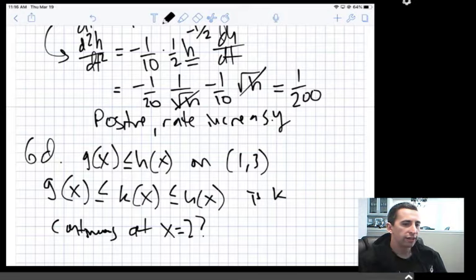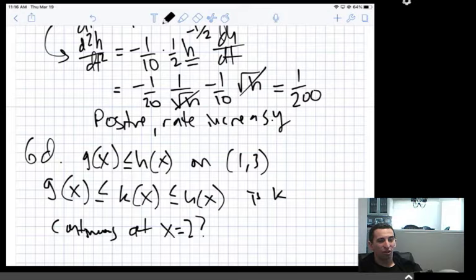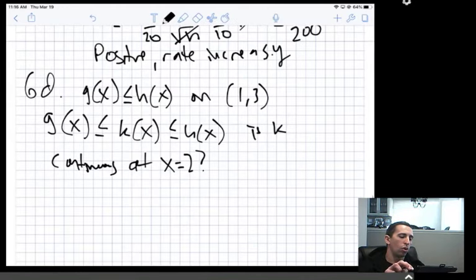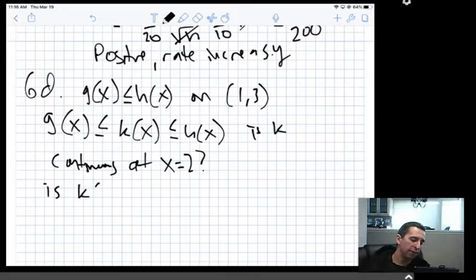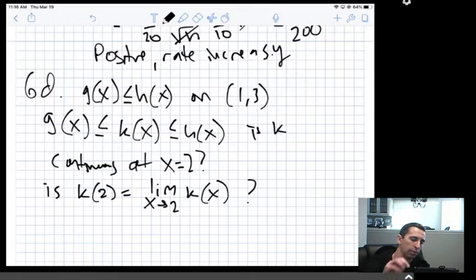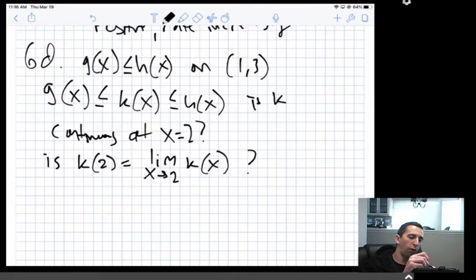Okay, so here's the general thought on this. What is the definition of continuity? Let's go back to that. So the definition of continuity is, we're asking, is k of 2 equal to the limit as x approaches 2 of k of x? Okay, so let's use this formula right here.